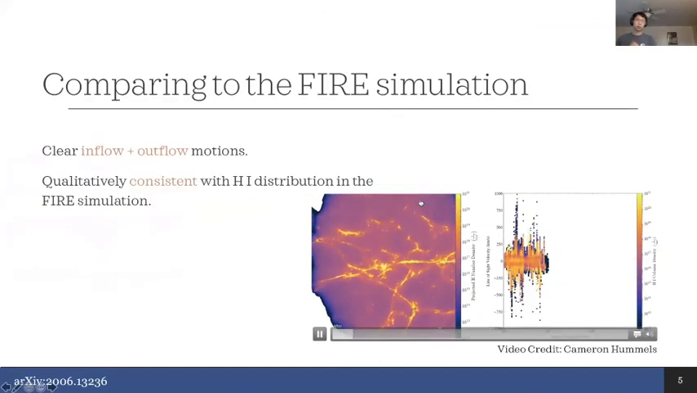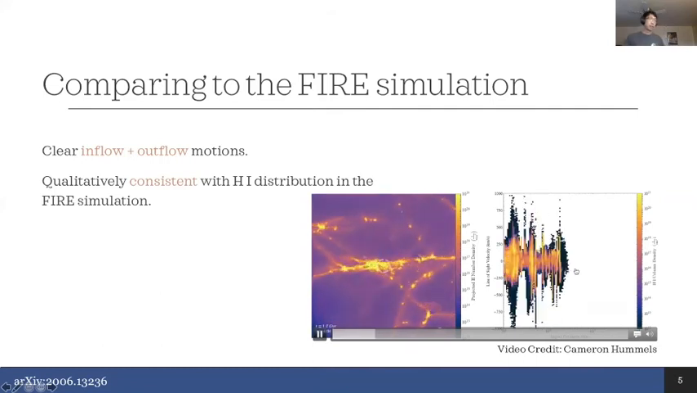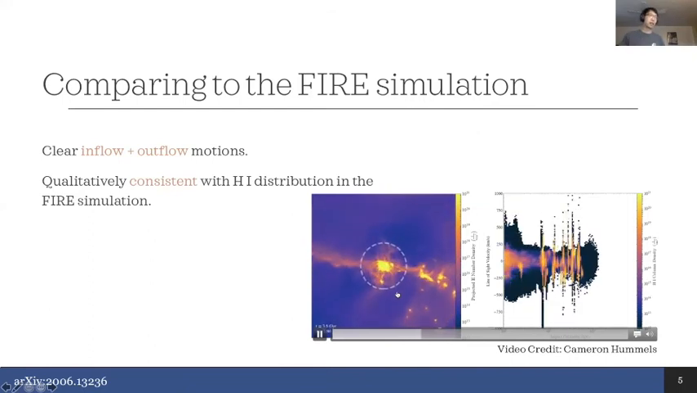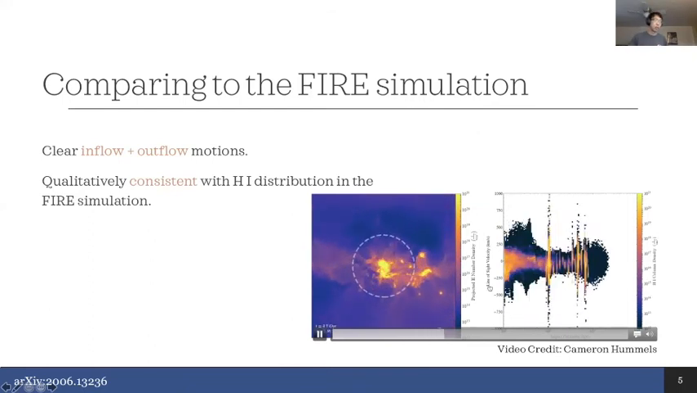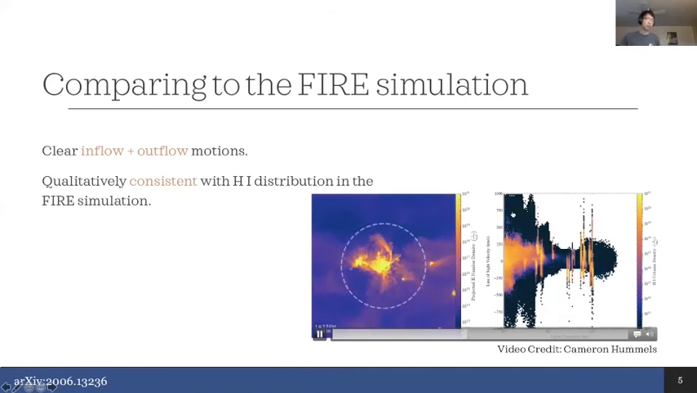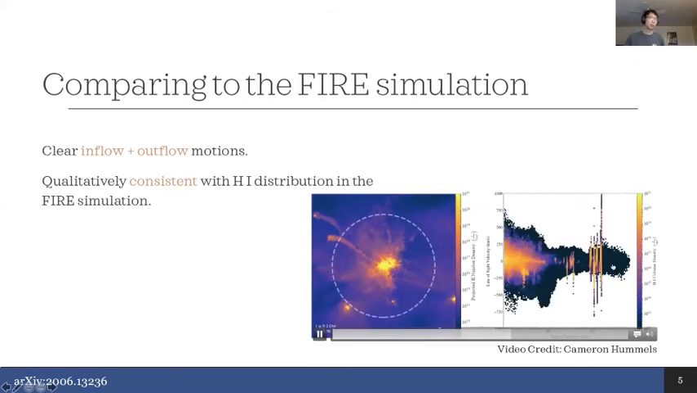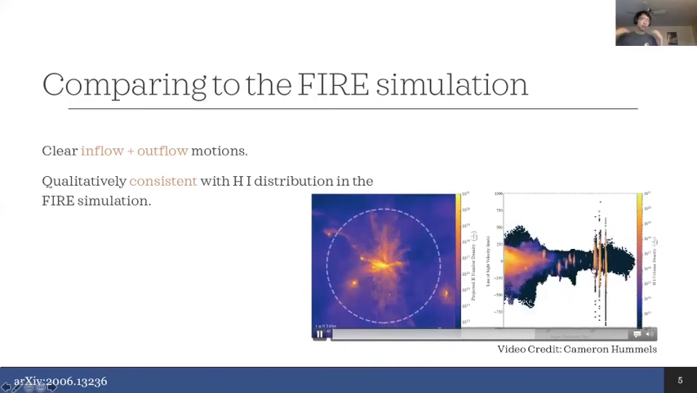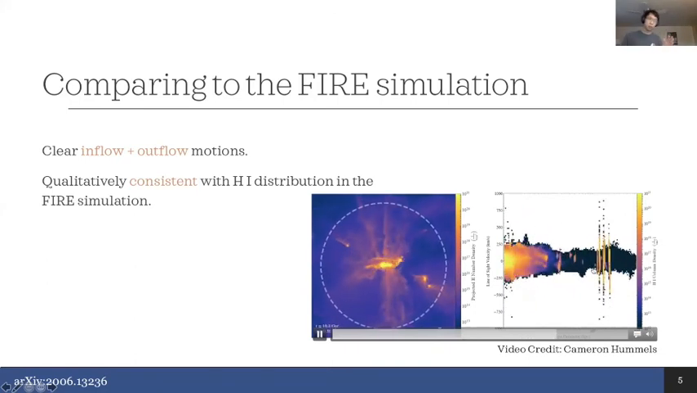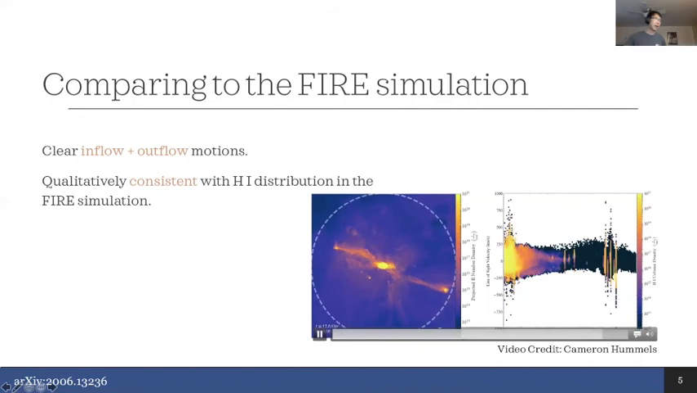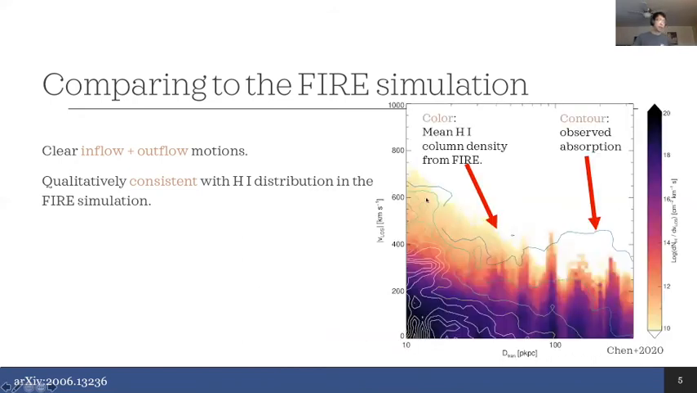We first compared it to the FIRE simulation, in which you can see clear inflows and outflows going in and out as galaxy formation is going on. We projected this into the plane that we can actually observe. The y-axis, again, is the line-of-sight velocity, and the x-axis is the impact parameter. So you can see that during this process, the inflows are being funneled into the central galaxy and then outflows are being thrown out at higher velocities. The comparison between the FIRE simulation and observation is qualitatively in agreement.